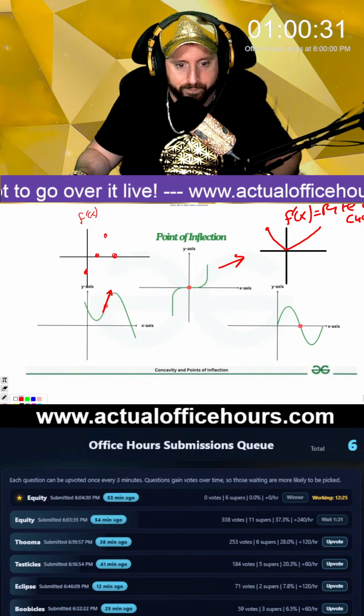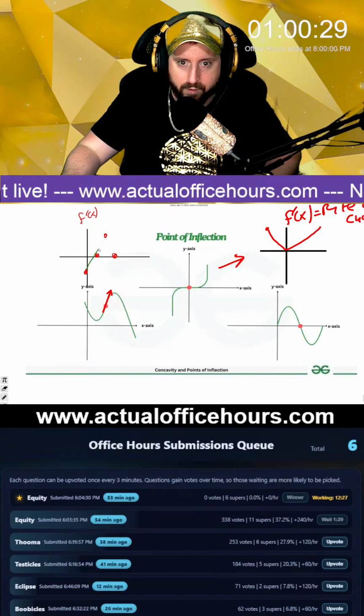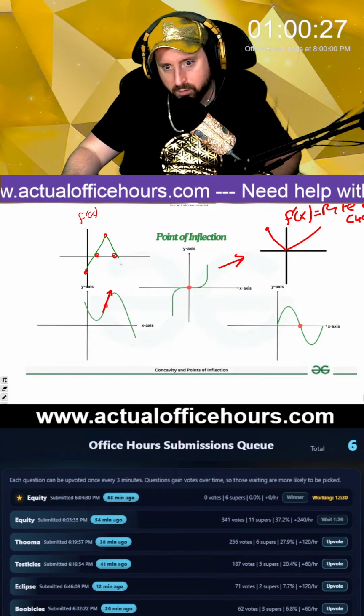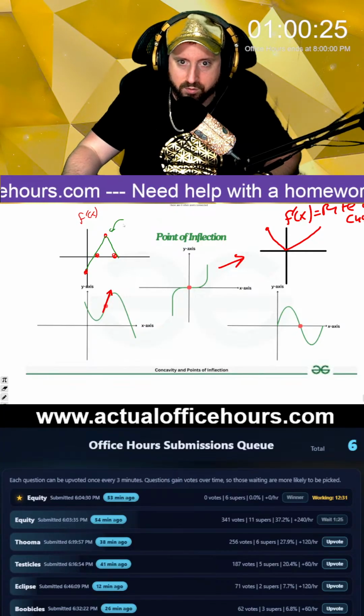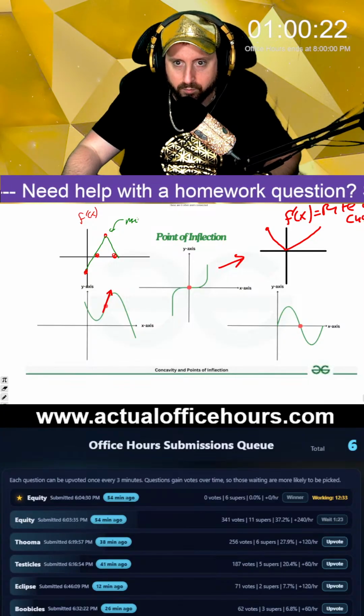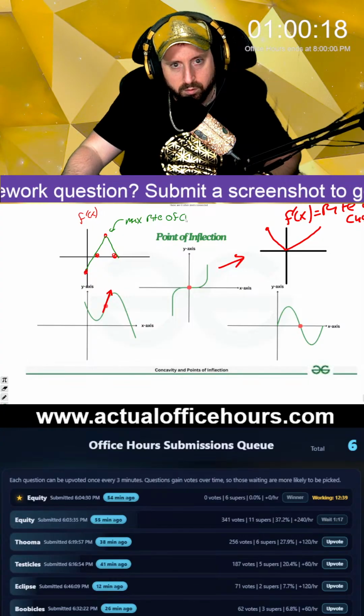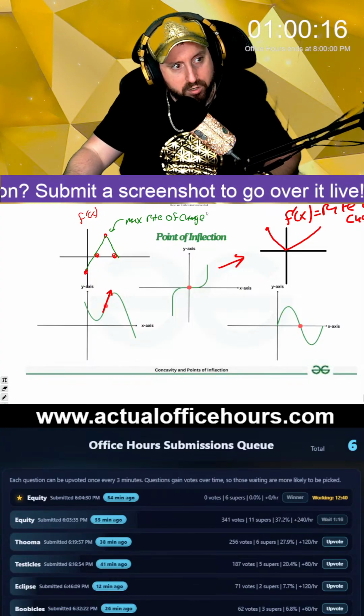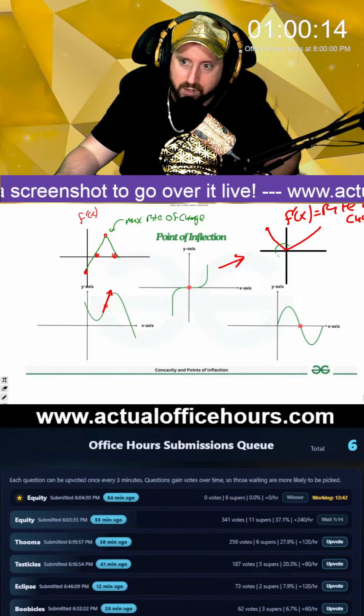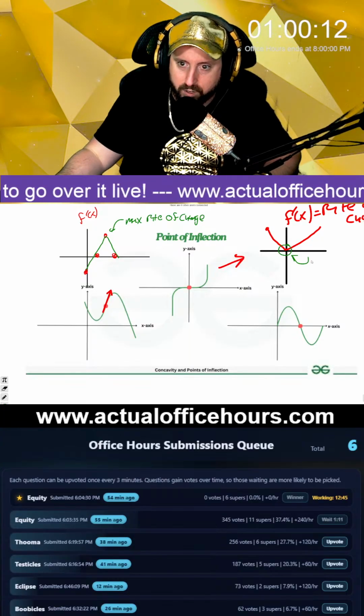So this is what your graph of f prime of x would look like. So this, yes, would be a maximum rate of change. For the second graph, the rate of change is 0, correct, yes. And then here, this would be a minimum rate of change.